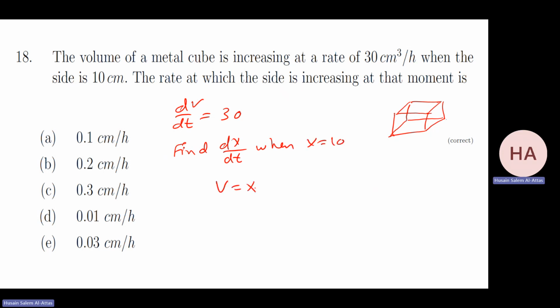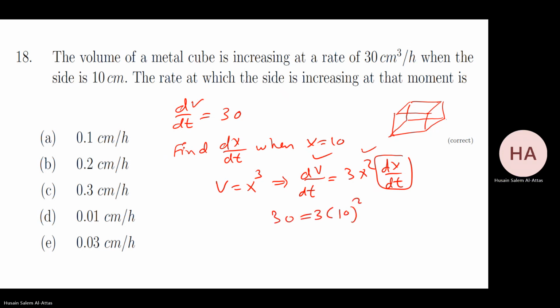The volume of the cube is x cubed. That implies dv by dt will equal 3x squared dx by dt. This is given, I want this. So 30 equals 3 times 10 squared. There's no unit problem, okay? Times dx by dt. So dx by dt will be 30 over 3 times 10 times 10, and this is 1 over 10, which is 0.1, which is this.